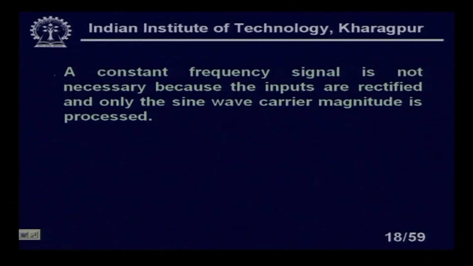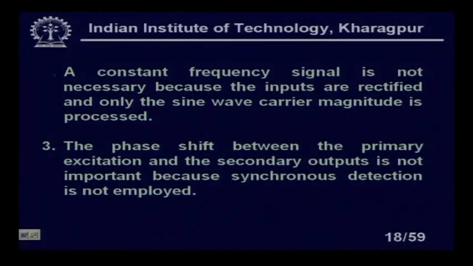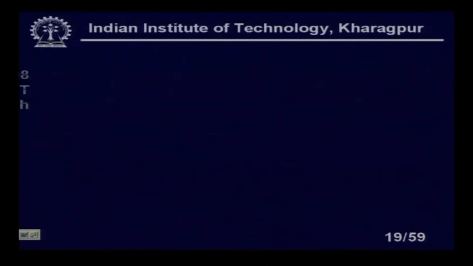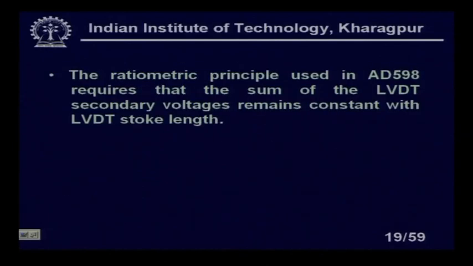A constant frequency signal is not necessary, because the inputs are rectified, only the sine wave carrier magnitude is processed. Input voltage will be rectified and the sine wave carrier signals will be processed. The phase shift between the primary excitation and the secondary output is not important, because synchronous detection is not employed, right. This is another advantage. The ratiometric principle used in AD598 requires that the sum of the LVDT secondary voltages remains constant with LVDT stroke length. Okay. Stroke length means the length through which the LVDT travels, right, that is called the stroke length.